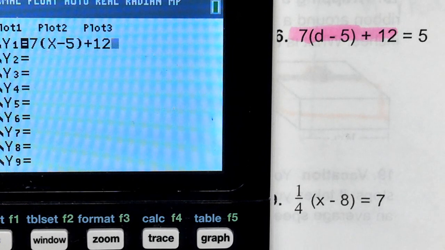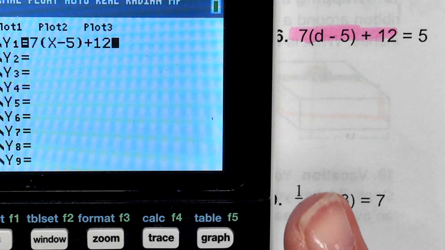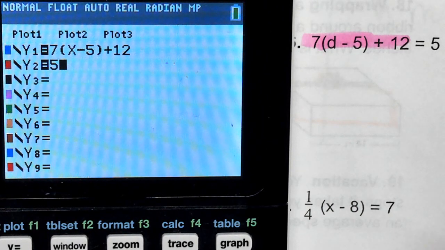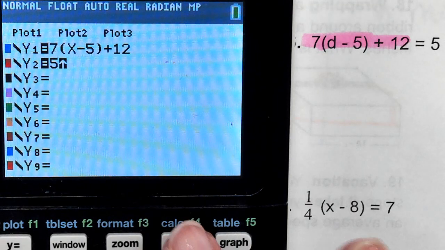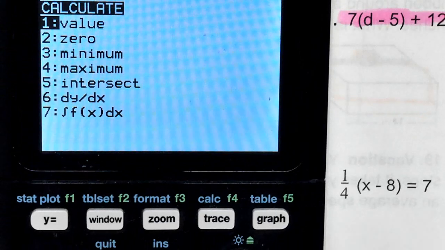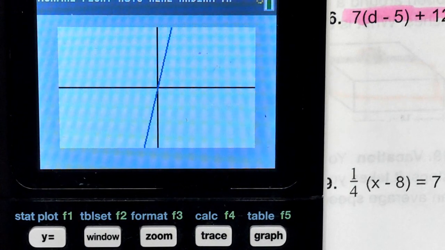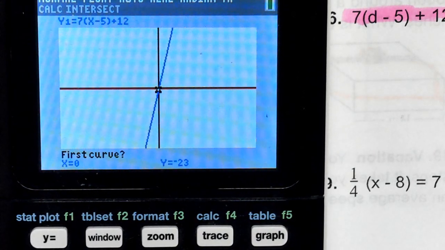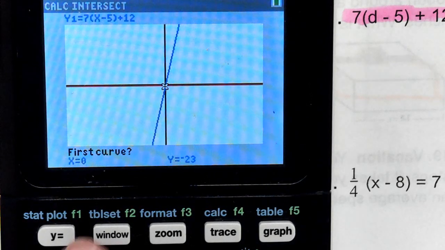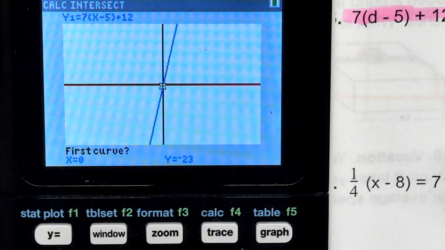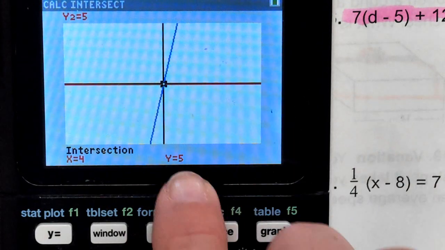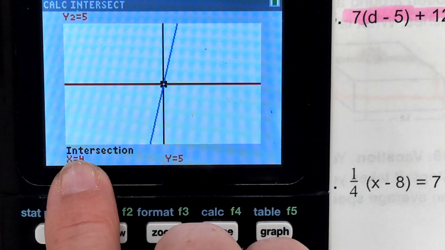Now what? Go to y2 and put in. Now what? Second trace. Just hit the number 5 and don't touch your screen. If you freeze your calculator, you're going to have to take a battery out to unfreeze it. So don't touch it. Once the words pop up, hit enter until you see the words intersection. There's your answer, x equals 4. Don't worry about the y equals, just the x equals.